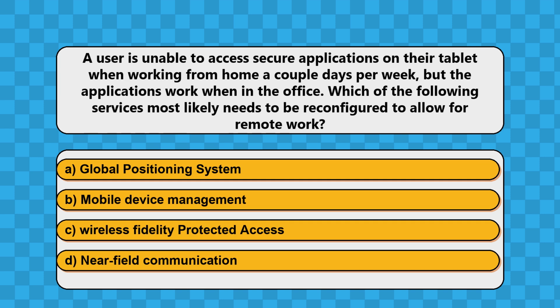Question 48. A user is unable to access secure applications on their tablet when working from home a couple days per week, but the applications work when in the office. Which of the following services most likely needs to be reconfigured to allow for remote work? Option A, global positioning system. Option B, mobile device management. Option C, wireless fidelity protected access. Option D, near-field communication. The correct answer is option B, mobile device management.